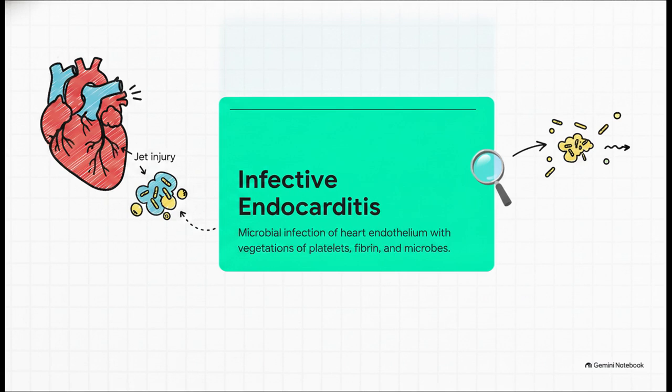Think of a vegetation like a microscopic fortress. It's made up of platelets, fibrin, and microbes. When the endothelium gets damaged, maybe from a high-pressure jet injury in valvular disease, it invites platelet adhesion and fibrin deposition, because your body is just trying to heal itself. But then, bacteria enter the bloodstream, they hijack that exact spot, and they hide inside a fibrin shell. That shell is literally a physical shield against your body's immune system, which is exactly why this disease is so notoriously difficult to clear naturally.